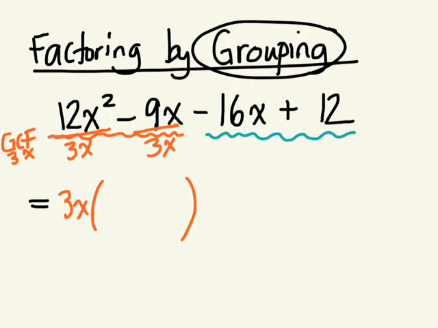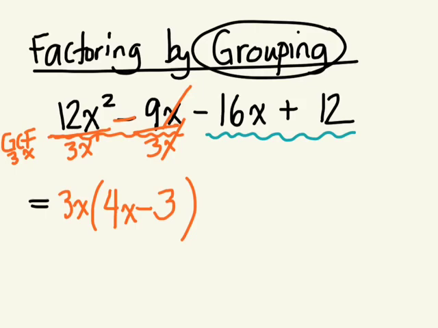12 divided by 3? 4. X squared divided by x to the power of 1 is x. Negative 9 divided by positive 3 is negative 3, and then x divided by x, that cancels out. So that is my factoring for the first part.